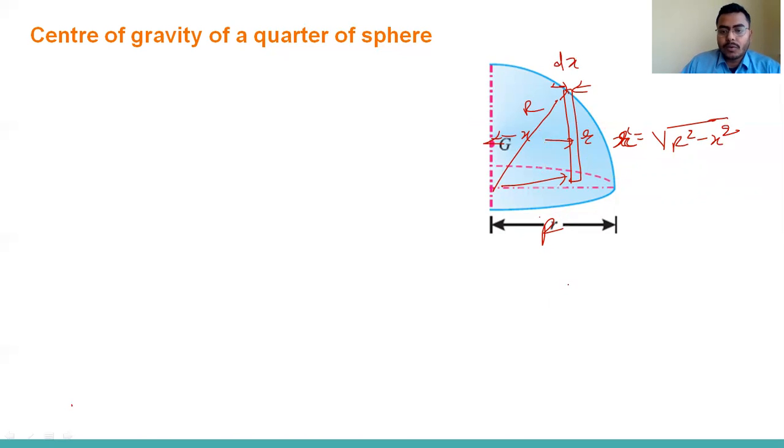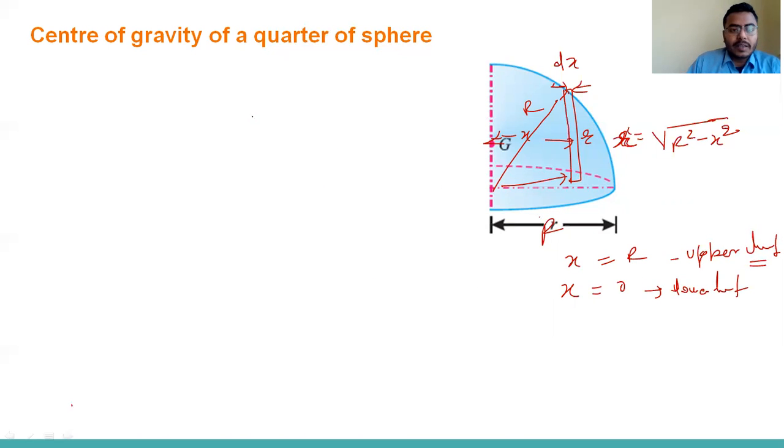In this case also, the lower limit will be x equal to 0, and the upper limit will be this capital R. So by simplifying, you can get x bar in this case also as 3R by 8.